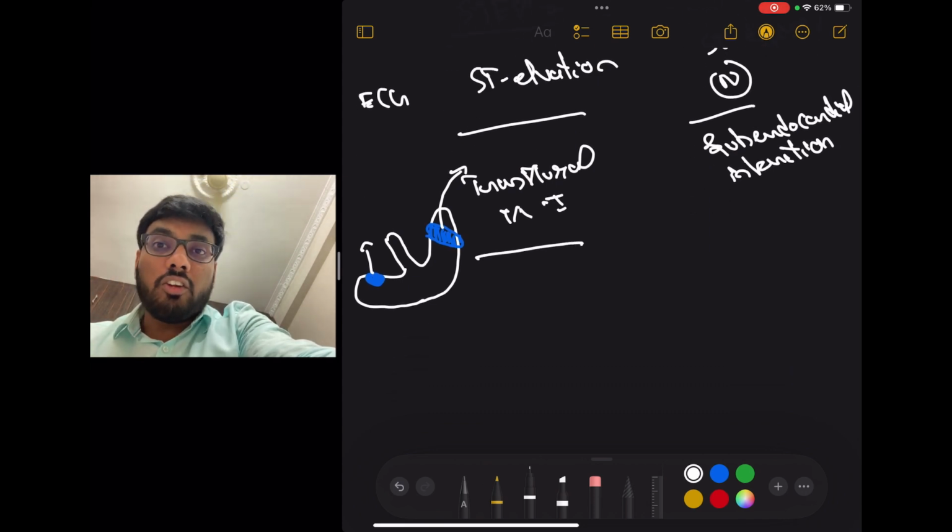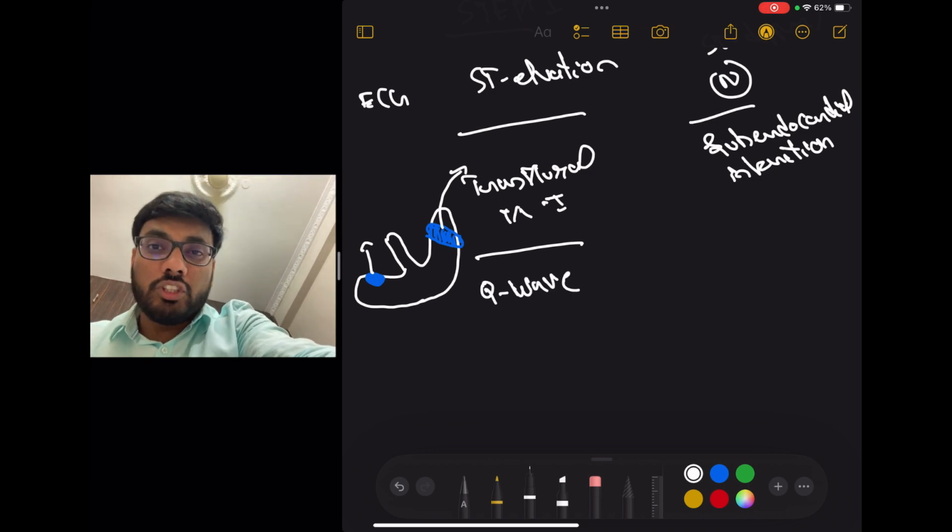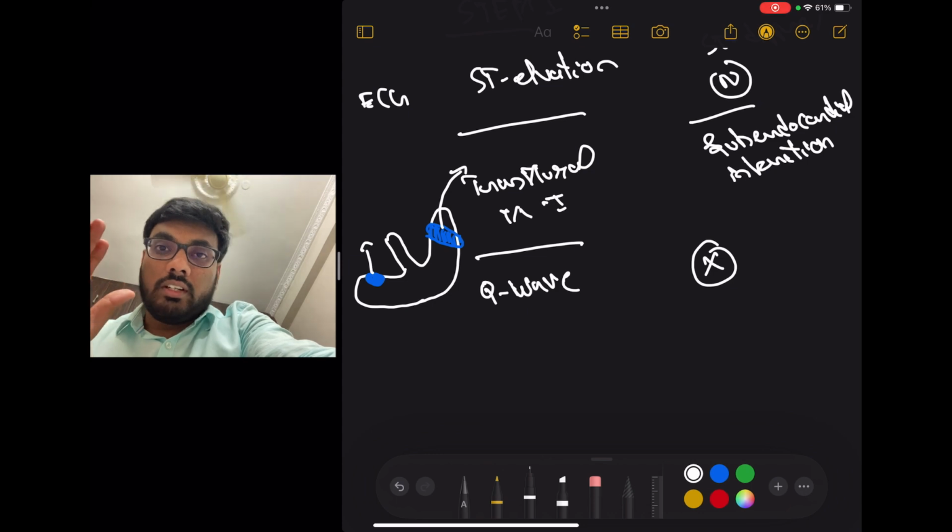Because of a transmural myocardial infarction, what we get is an electrical window that produces what? Q wave. Remember that this is a previous year question repeated many times. Q wave is seen only in STEMI, but you do not see any Q waves in NSTEMI.